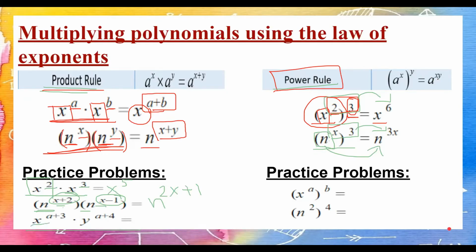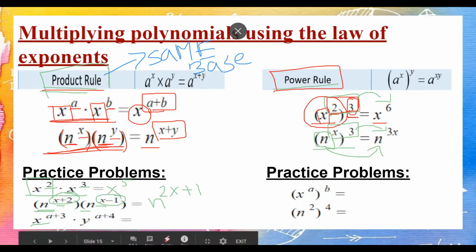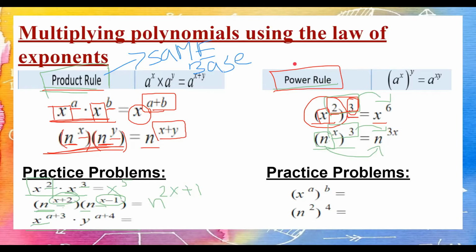So you see, remember for the product rule, you have to have the same base. You cannot combine terms that have different bases, okay? You cannot do that. So now you got it correct. You leave it like that. That's it. This is the answer: x to the power of a plus 3 times y to the power of a plus 4. Yes, it is tricky. You cannot do anything more to it. That is the answer.